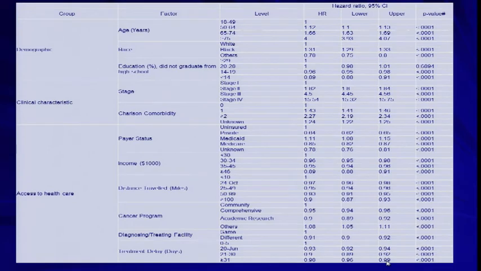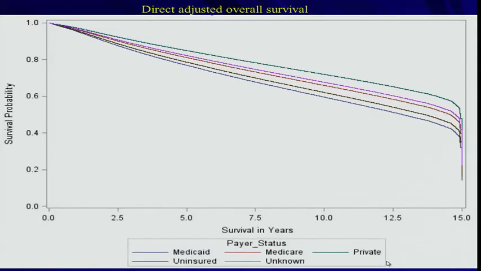So we can see these are the detailed variables adjusted in the analysis. You can see this adjusted overall survival. When I look at the insurance effect, this survival is adjusted for age, race, and whatever I listed in the previous table. You can see here the private still doing much better compared to Medicaid. So it says something.